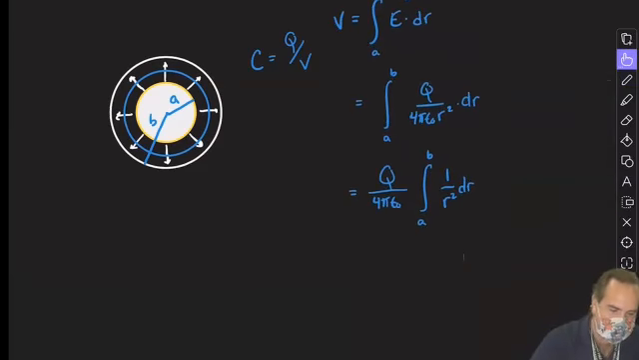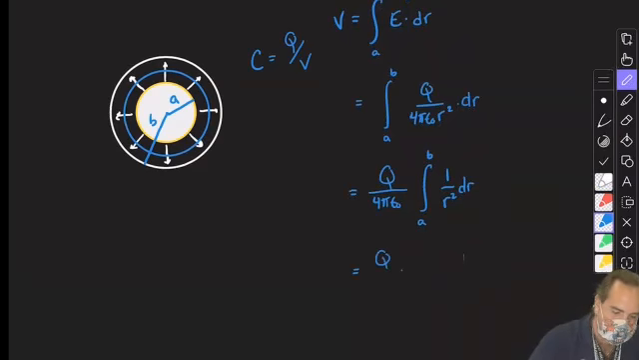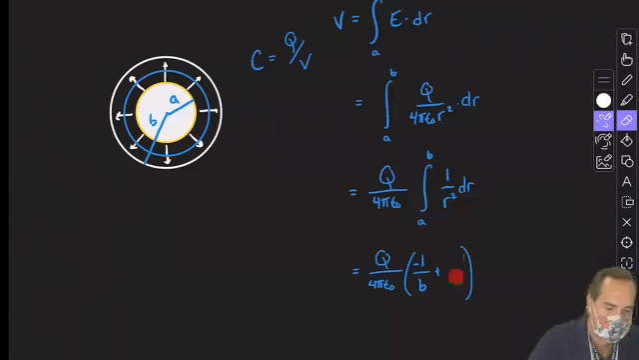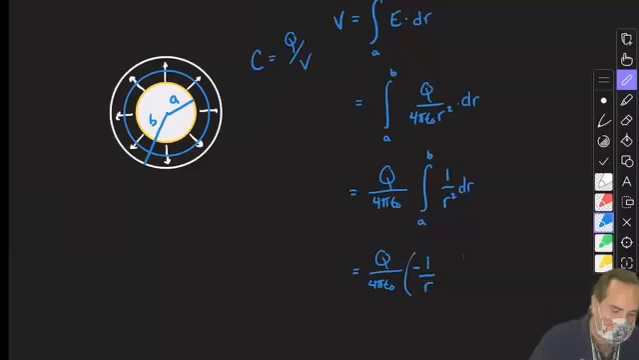So all that's left to do here is write this as Q over 4 pi epsilon naught times 1 over B minus 1 over A. It's actually there because you get a negative sign out of it. I skipped a step. Sorry. You guys are all looking like crazy. Let me do this. This will be negative 1 over r evaluated from A to B.